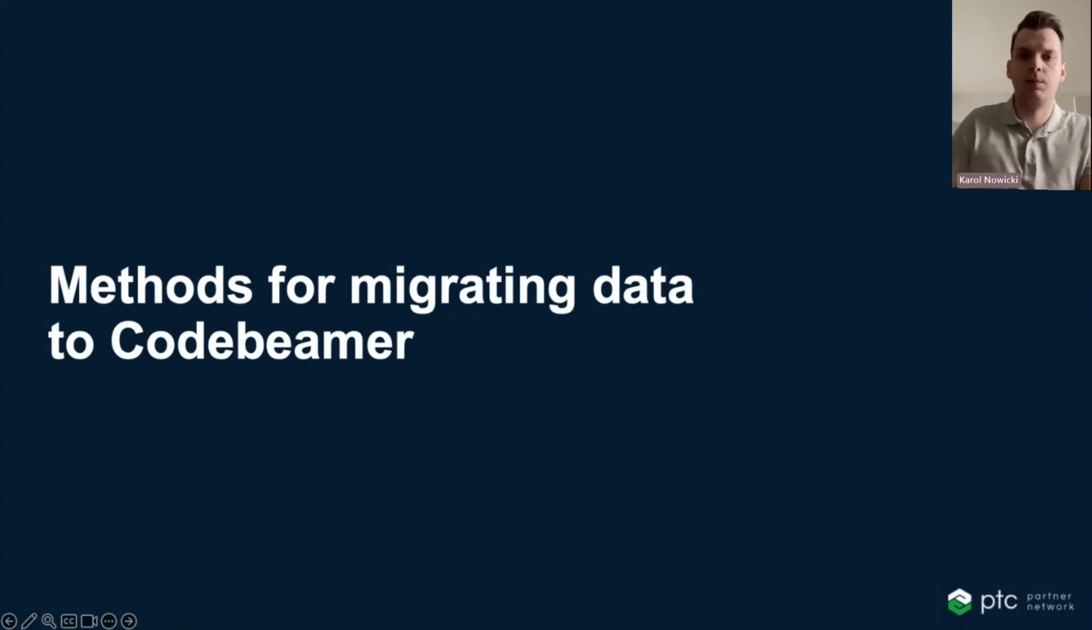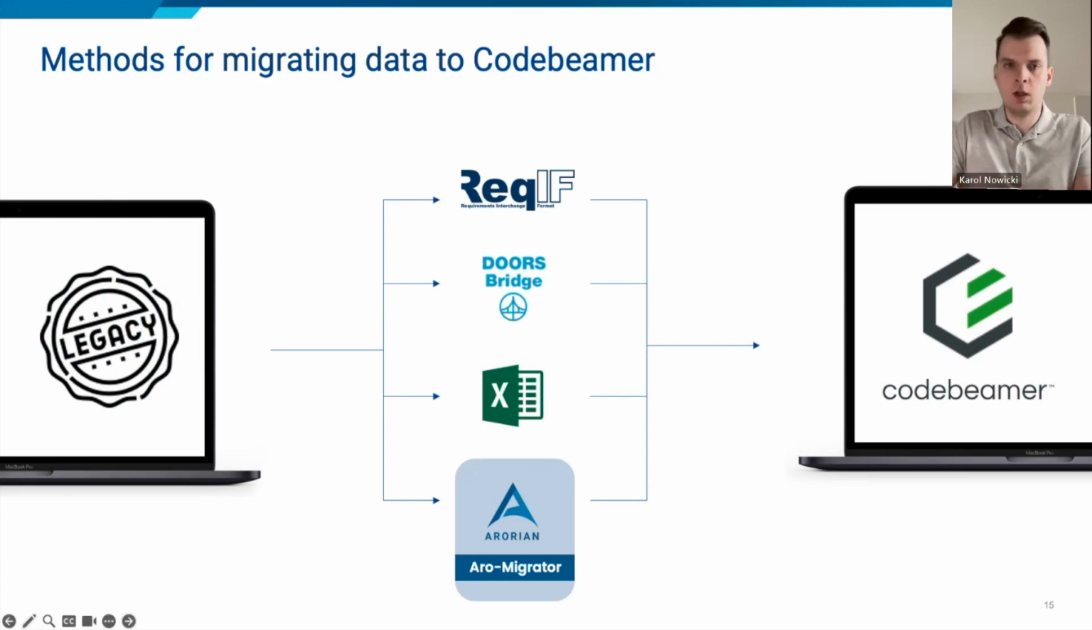Let's talk about the ways in which we can achieve a proper migration to Codebeamer and mitigate the described risks. I have chosen 4 methods that are available in Codebeamer. These are ReqIF, DoorsBridge, Excel, or generally Microsoft Office formats, and a solution that we are currently working on, Aro-Migrator.